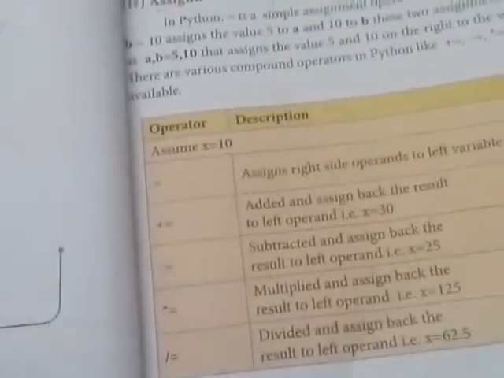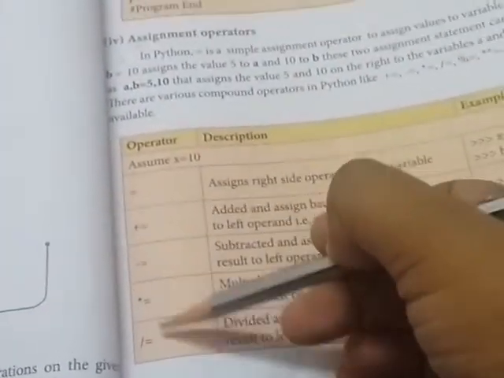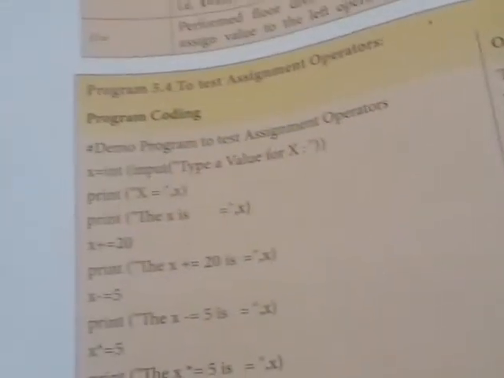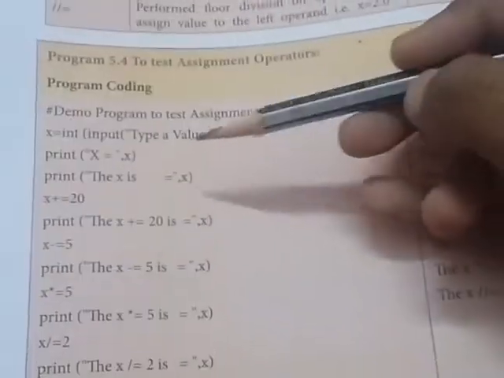Next, the program is given for the arithmetic assignment operator. We know very well that the assignment operator means equal. We use it together with the arithmetic operators. So we will discuss this in our program. This is a demo program that is given.